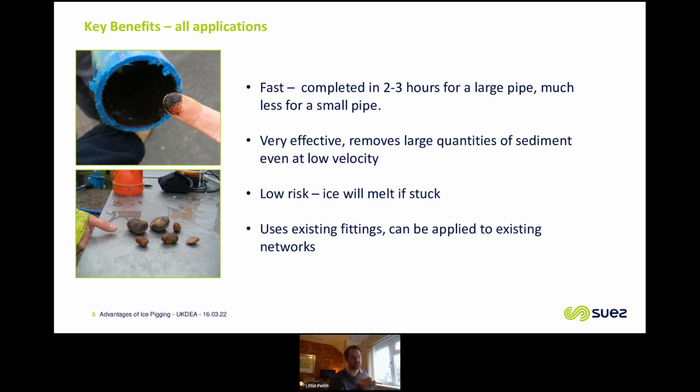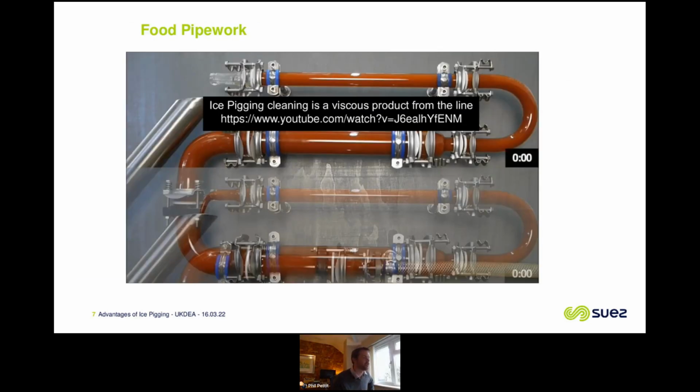That's, again, very useful for existing networks where you don't know where the pipe runs are. You're not exactly sure what's in there. It's very low risk for existing networks. And again, it can be applied using existing fittings.